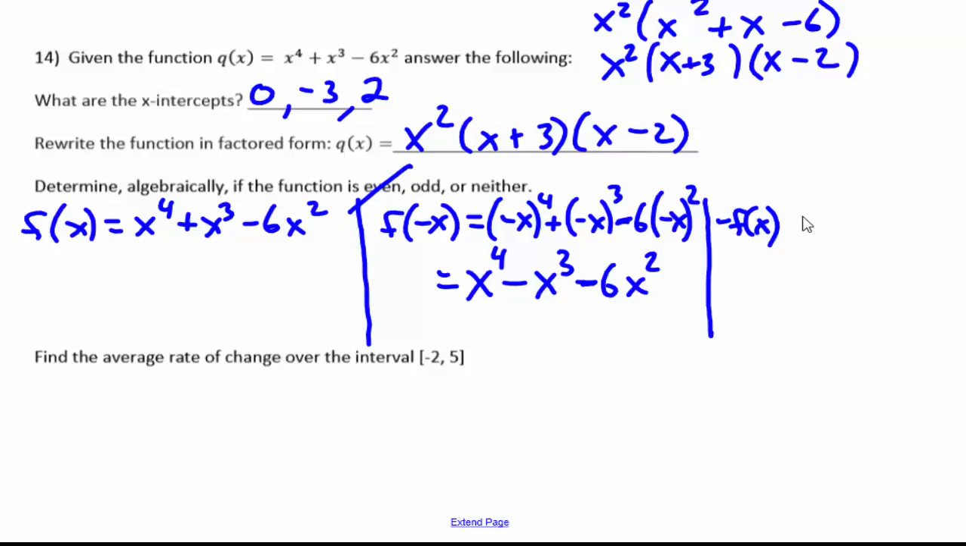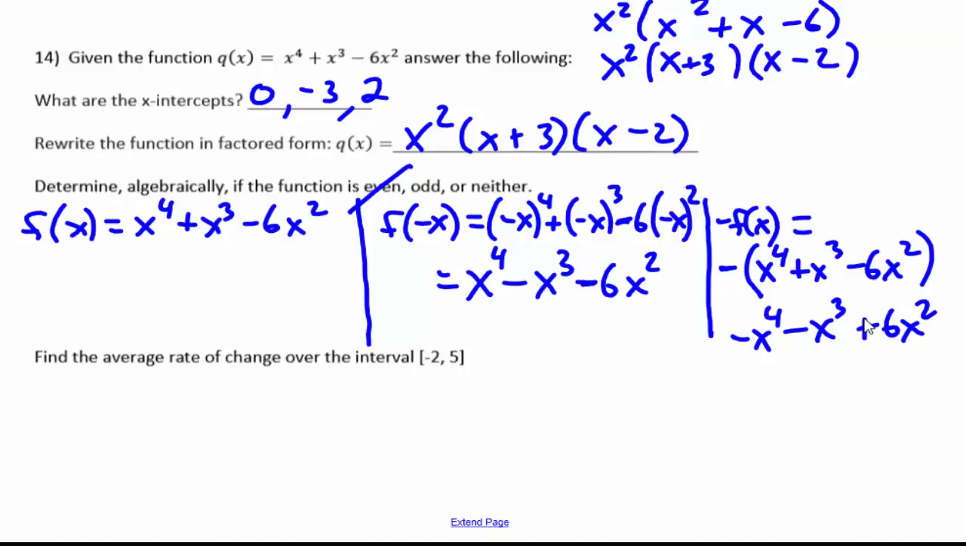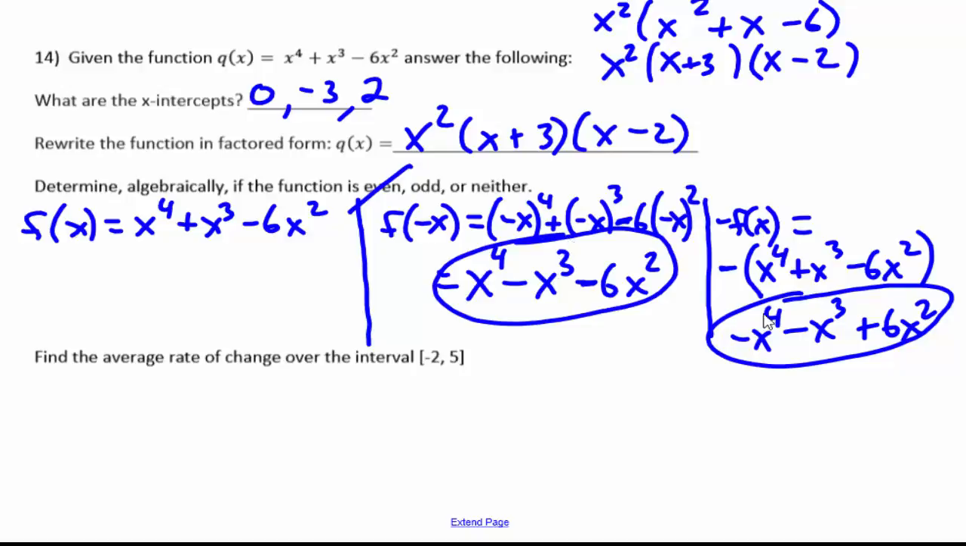And we got to do negative f of x now. Just going to do that below here. So you just do negative of the whole function. X to the fourth plus x to the third minus 6x squared. We do the negative of that. So basically change all the signs. That becomes negative x to the fourth minus x to the third plus 6x squared. Does this match the f of negative x? No, they don't. So it's not odd either. So this is neither even nor odd.